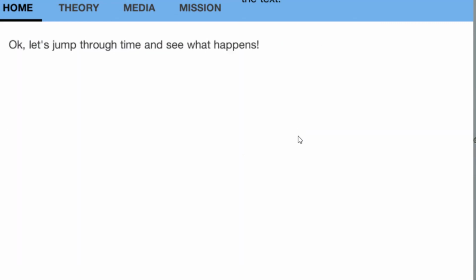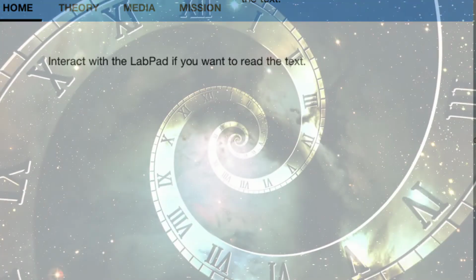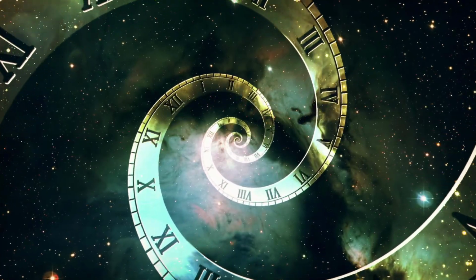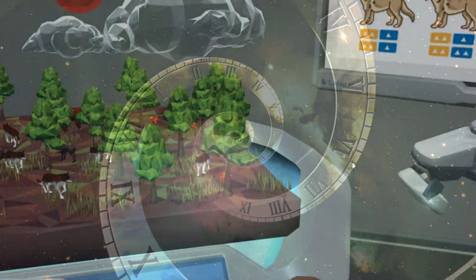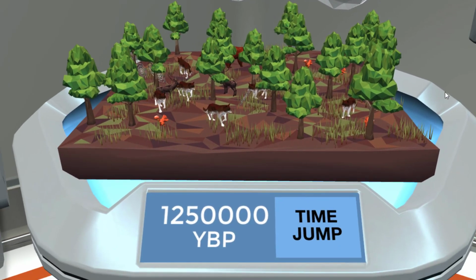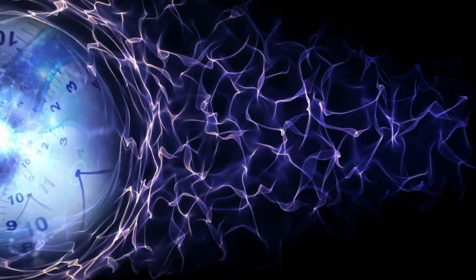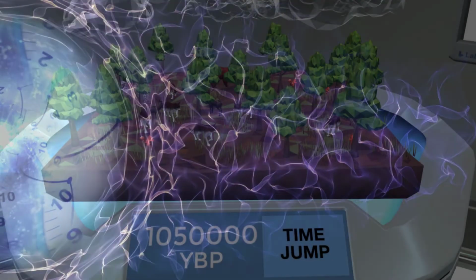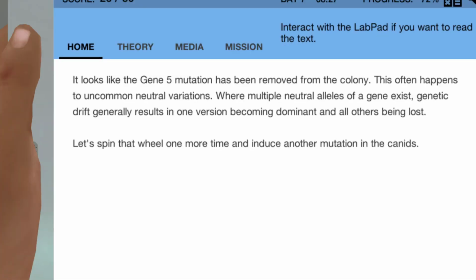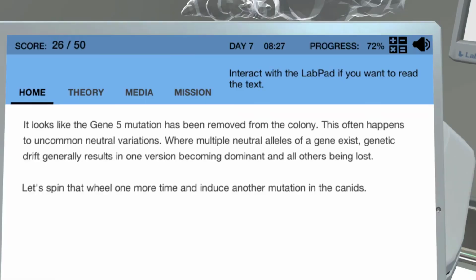Okay, let's jump through time and see what happens. Trigger another time jump to look for changes in the terrain and data console. It looks like the gene 5 mutation has been removed from the colony. This often happens to uncommon neutral variations.